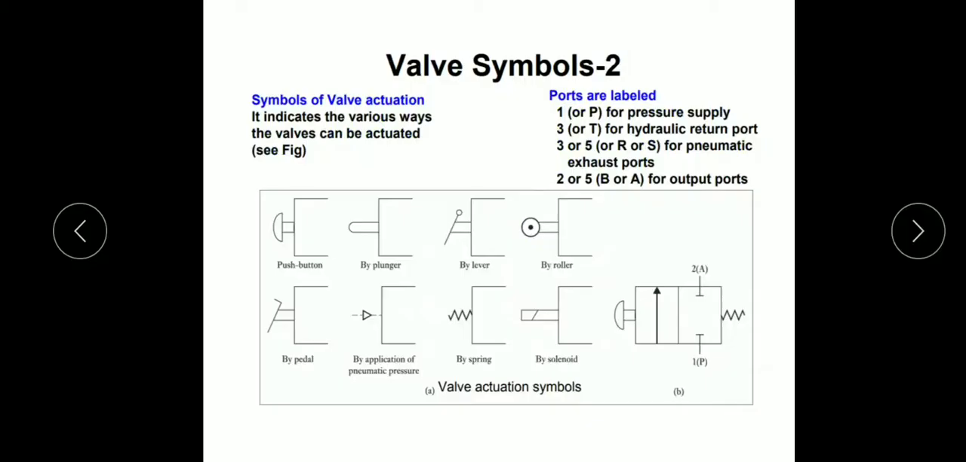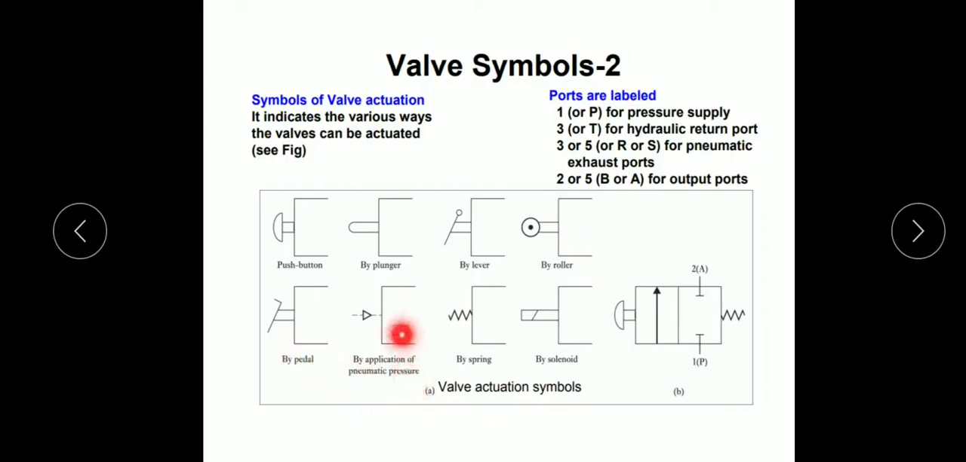So we need to find out some other valve symbols, that is the valve operating mechanism, which power is used for operating the valve. Already we have discussed the poppet valve, so a push button can be used for operating the valve. Here half section is shown, so this is the valve, and when the push button is pressed, flow will occur. When the push button is released, the flow will be restricted. By using a plunger we can control the valve motion, and by using a lever, a roller, or a pedal you can also control the valve motion.